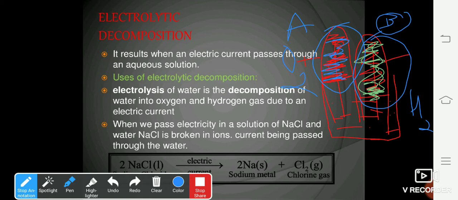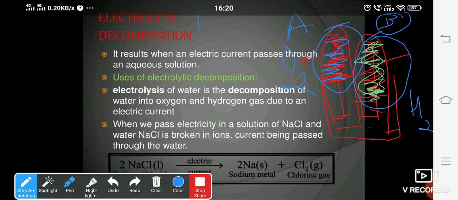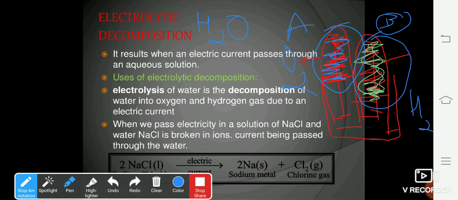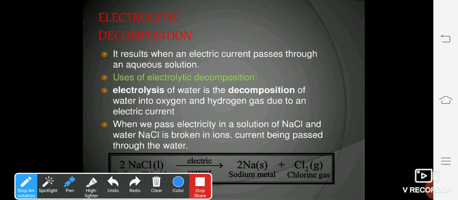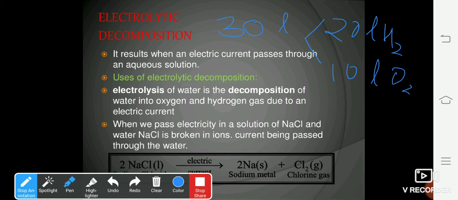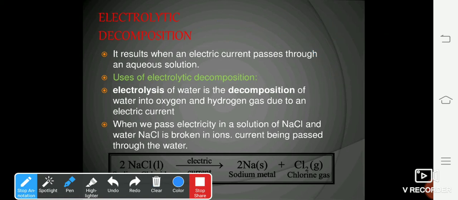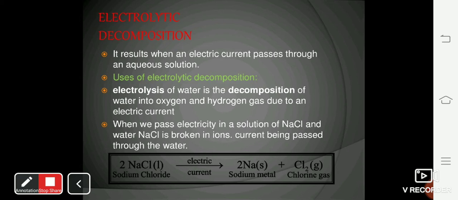How did I come to know? Now please remember the molecular formula of water is H2O. When one molecule of water splits, it gives me two atoms of hydrogen and one atom of oxygen. That means the amount of hydrogen collected is twice the amount of oxygen. Now, suppose I take 30 liters of water. In 30 liters of water, I will have 20 liters of hydrogen and 10 liters of oxygen. Therefore, the gas collected, hydrogen, is twice that of oxygen. You can see on the presentation I have written the electrolytic decomposition of sodium chloride.